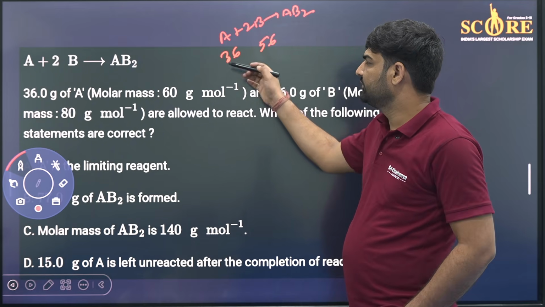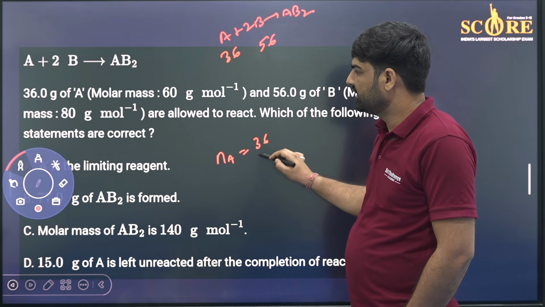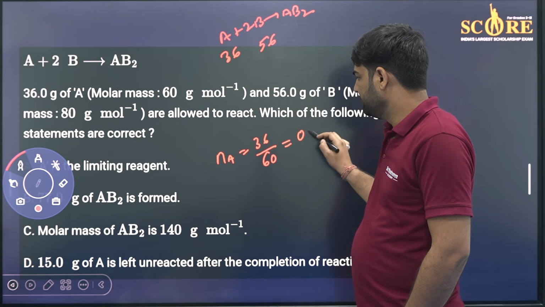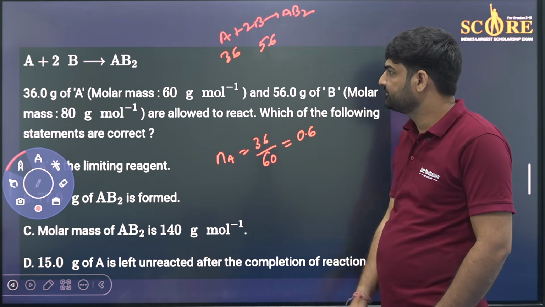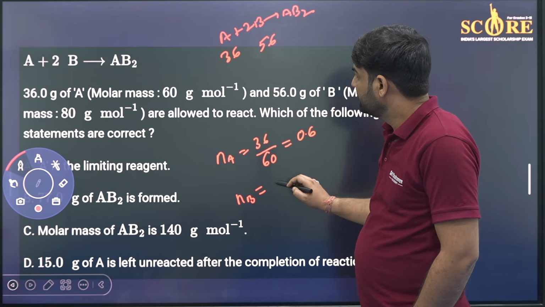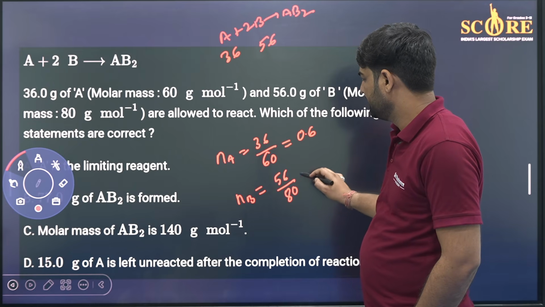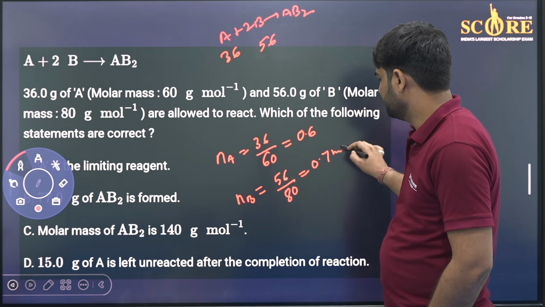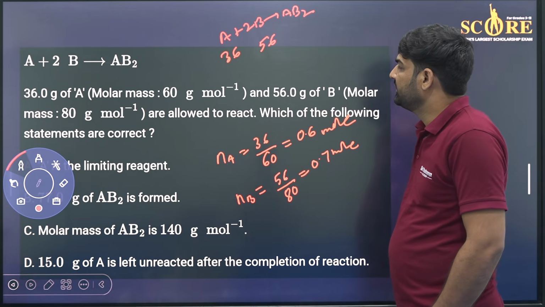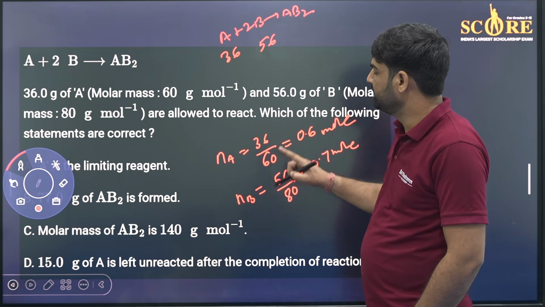First of all, we have to find out moles. So moles of A is 36 divided by molar mass. Molar mass is 60. Then this will be 0.6 mole. And for B, moles of B will be 56 divided by 80. This will be 0.7 mole. Now you have to find the LR. What is LR? LR is moles divided by stoichiometric coefficient.